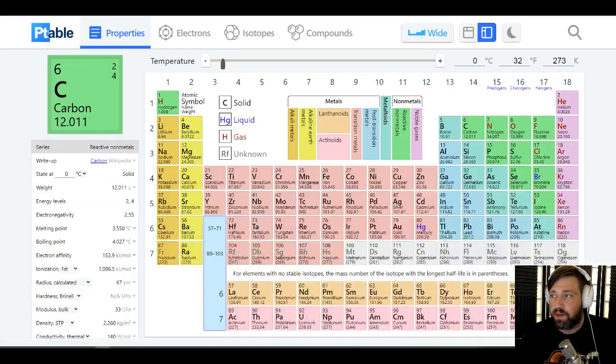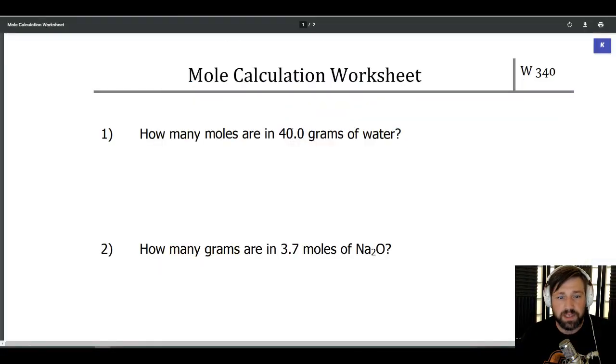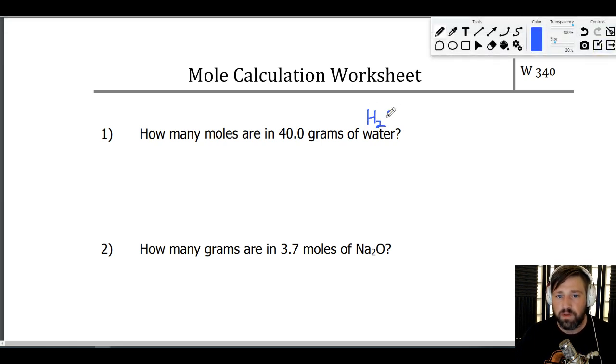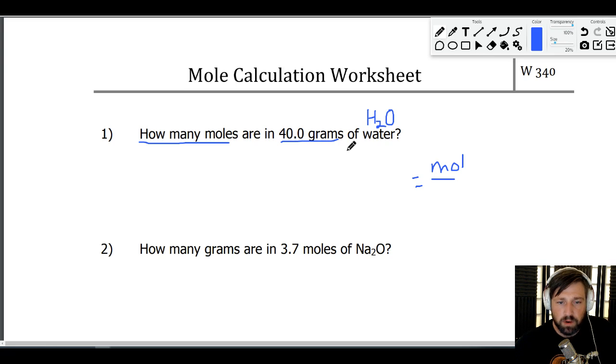Okay, so I got my periodic table here to help us out. All right, same thing as before. How many moles are in 40.0 grams of water? Okay. For those of you that don't know, water is H2O. That is going to be very helpful for us. What are we looking for? How many moles? Moles are right here. That's going to be what we're looking for. We know that there are 40 grams of water, so that's going to be one thing that we're going to be using. The other thing we're going to be using is grams per mole.